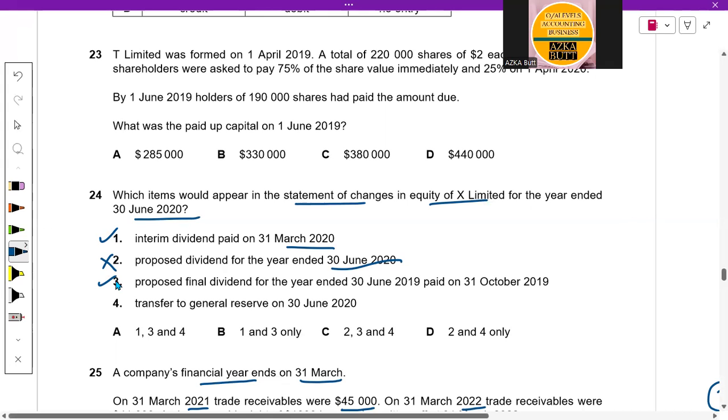And the fourth one is transfer to general reserves on 30th June 2020. So transfers to reserves are recorded in the statement of changes in equity. So this will also appear for the year ended 30th June 2020. So that's why the right answer would be 1, 3, and 4. A option.